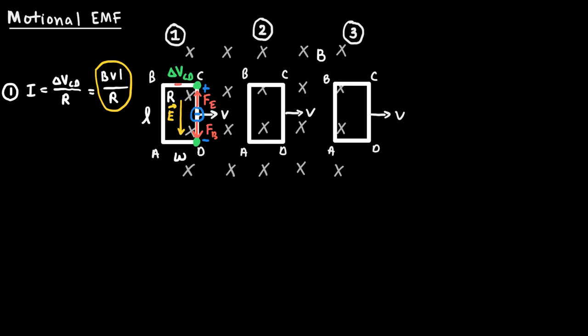So if I was a positive charge between points B and C, then I would be repelled by the positive charge near point C and move in this direction. If I were a positive charge between points A and D, I would be attracted to the negative terminal at point D. And so for that reason, at location number 1, the current will be in a counterclockwise direction.